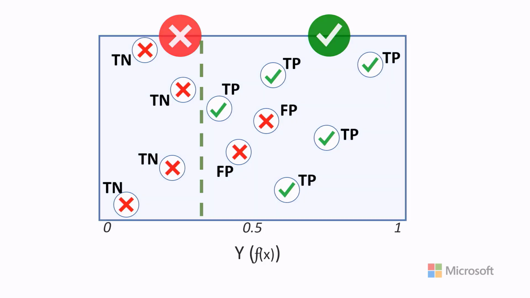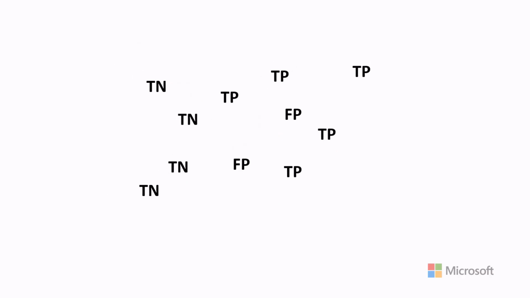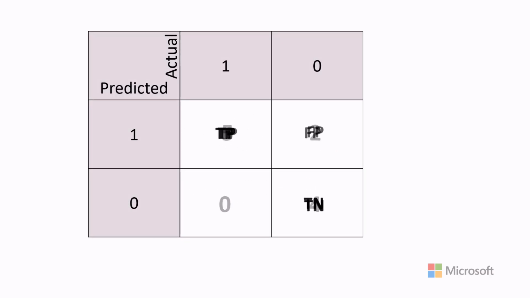Now, the number of true positives, true negatives, false positives, and false negatives produced by your model is crucial in evaluating its effectiveness. The counts of these are often shown in what's called a confusion matrix, and this provides the basis for calculating performance metrics for the classifier.